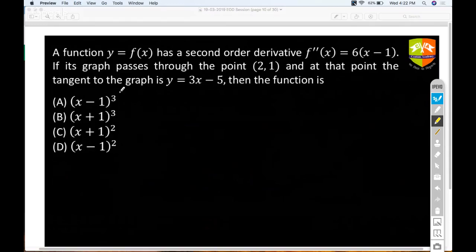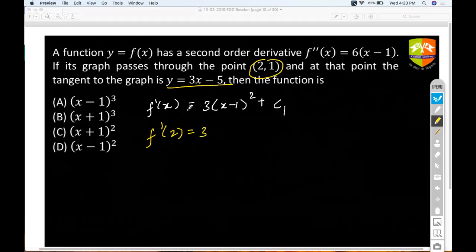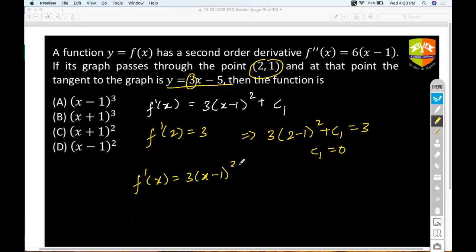Okay, so 10a. It's given that f of x has a second order derivative f double dash x, which is equal to 6x minus 1. So f dash x will be what? f dash x will be 3 times x minus 1 whole square plus, let's say, a constant c1. Now it is given that the graph has a tangent y equal to 3x minus 5 through this point. That means f dash 2 is equal to 3. Correct? That is the slope of the tangent at 2 is equal to 3. So this implies 3 times (2 minus 1) square plus c1 is equal to 3. That means c1 is equal to 0. So f dash x is going to be 3 times x minus 1 whole square only.